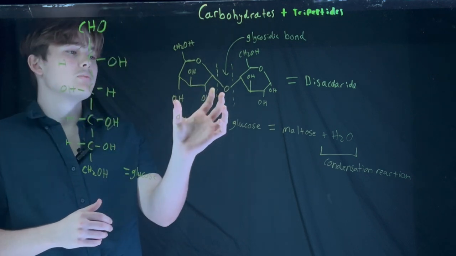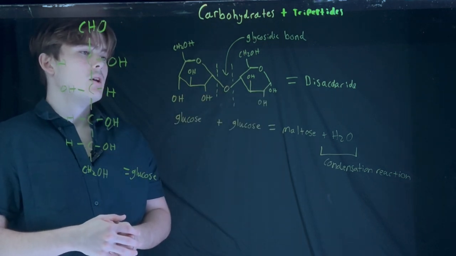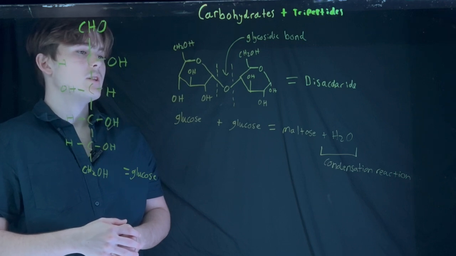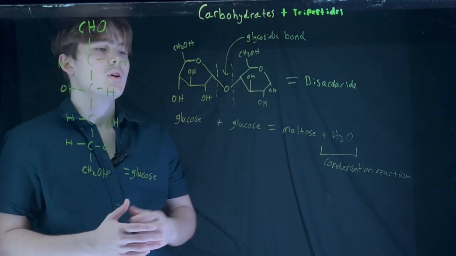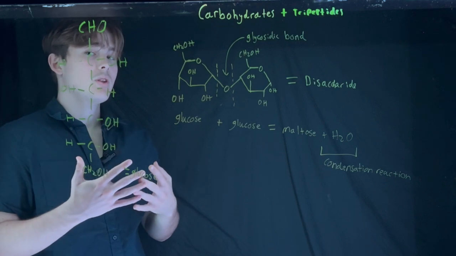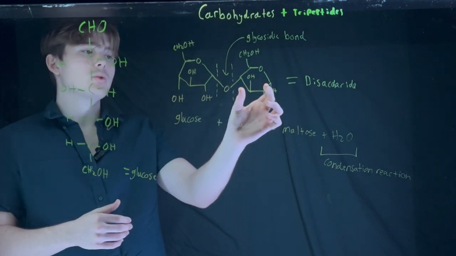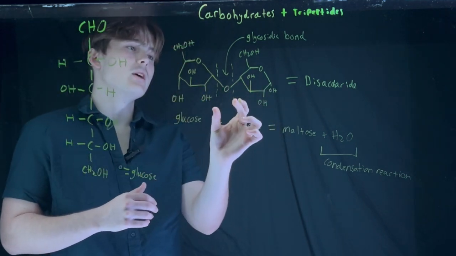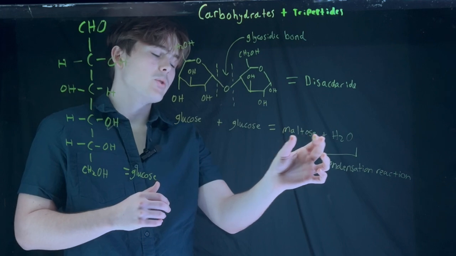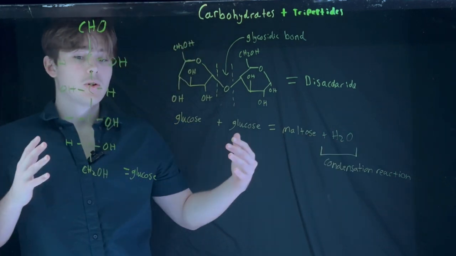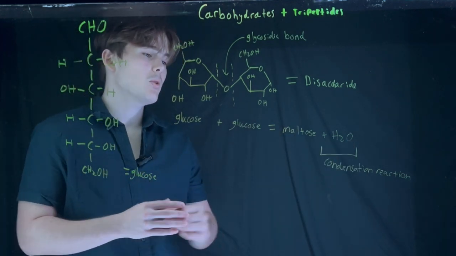In this diagram here, I've actually drawn two glucose molecules side by side. You'll notice that there is a bond in the middle. This arrow here is indicating the glycosidic bond, and that is basically the oxygen bridge that is holding these two glucose molecules together. When these two glucose molecules come together and form a glycosidic bond, they produce maltose, and also water.